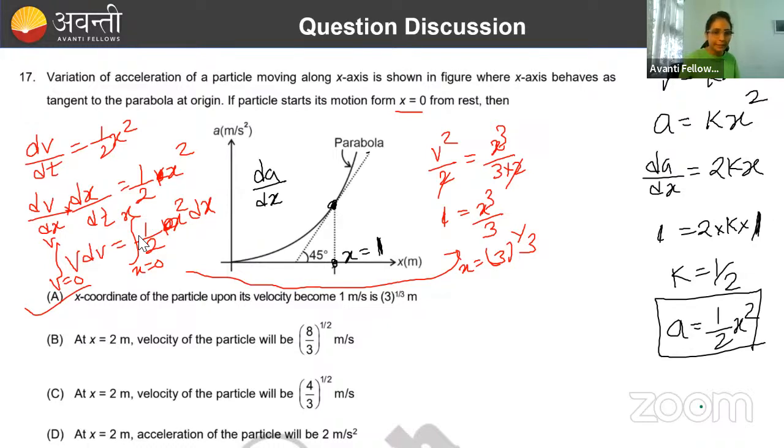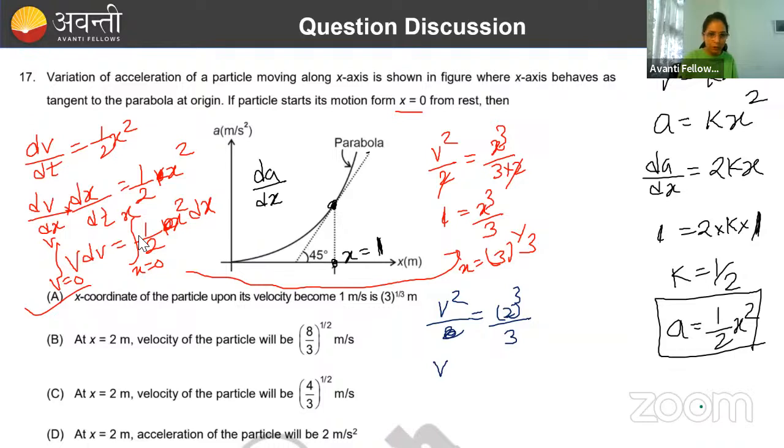Now let's come to the second thing. At x equal to 2 meters, the velocity of the particle will be. Again, you put the value of x as 2 meters, because we have got the equation for velocity. Now let's try to do that. So here what will you put? The value of x is 2 meters. Then what will be the velocity? So v square by 2 equal to, you put the value of x as 2, 2 cubed by 3. Oh no, 2 got cancelled now. So it is something like this.